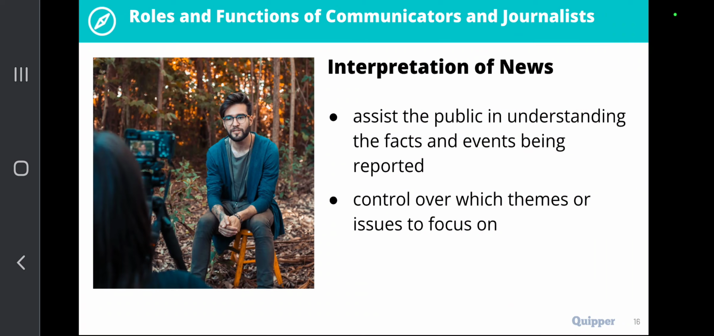And we need to manifest control over which themes or issues to focus on. Communicators and journalists have that responsibility as well as that advantage. They also have that power to gain and to have control over which themes or issues we focus on. Kaya gani kaganiha, di ba, we provide or we shape public opinion. With that, we also give assistance to the public in understanding the facts and the events that we are reporting, because ultimately, we can have control over which themes and issues we focus on.